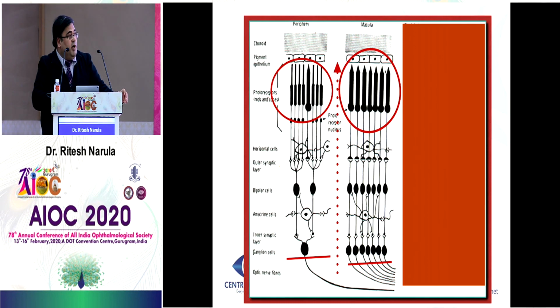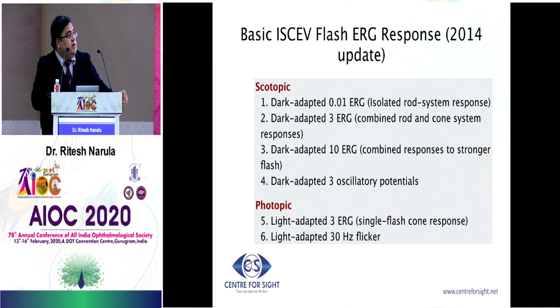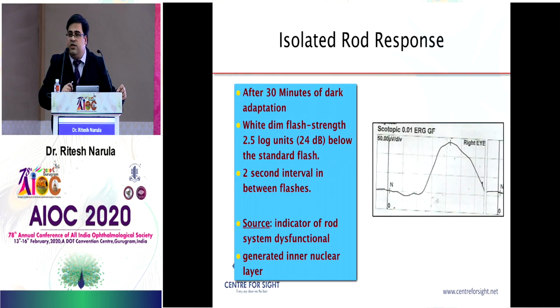So again, showing the pathway once again before we start doing the different tests. So these are the tests which are done. Dark adapted, you start off with the smallest flash and then slowly increase your flash intensity, and then you do 2 photopic tests. So this is the first test done.